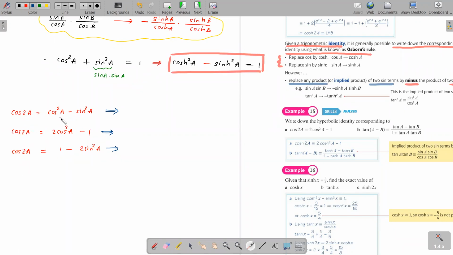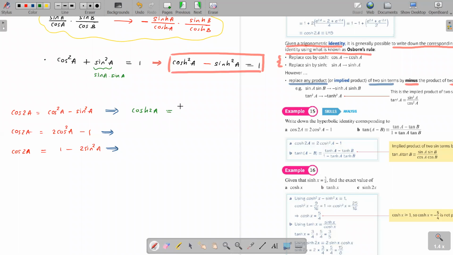So cos 2A is cos squared A minus sine squared A, and 2 cos squared A minus 1, and 1 minus 2 sine squared A. So how do you convert this to hyperbolic directly? It's really simple, using Osborn's rule. You have cos 2A equal to a product of cos, cos squared A is a product of cos.